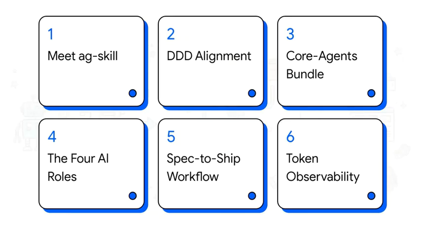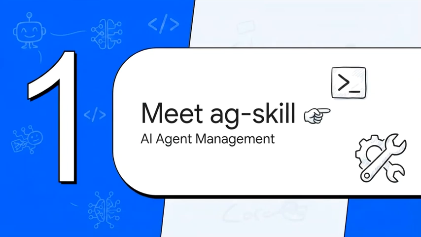Okay, here's our roadmap for this explainer. First, we'll meet Skill. Second, we'll look at domain-driven design alignment. Third is the core agents bundle, followed by the 4 AI roles, and we'll wrap up with the spec to ship workflow. All right, let's jump right into part 1, meet Skill.